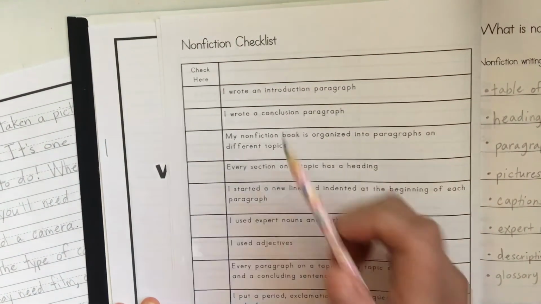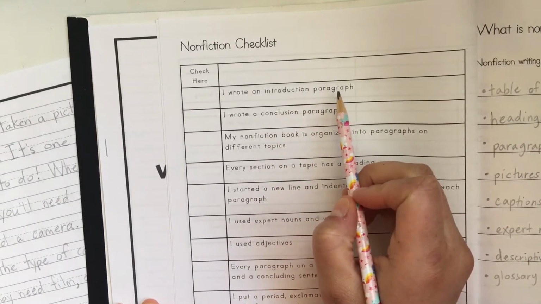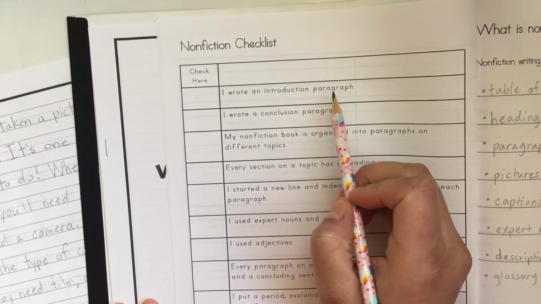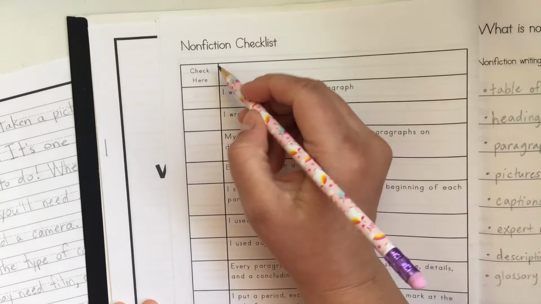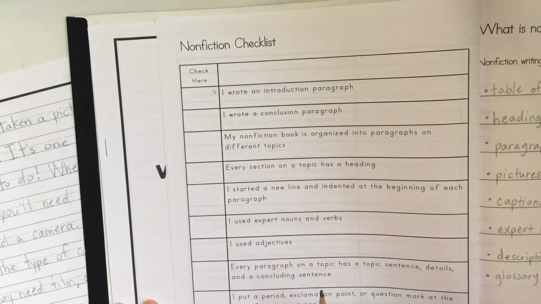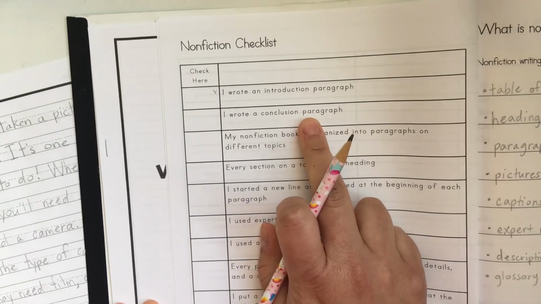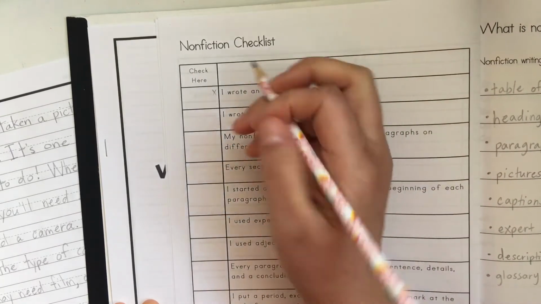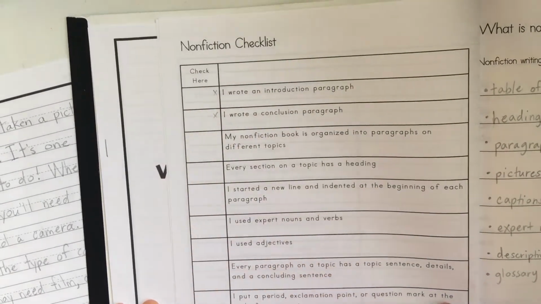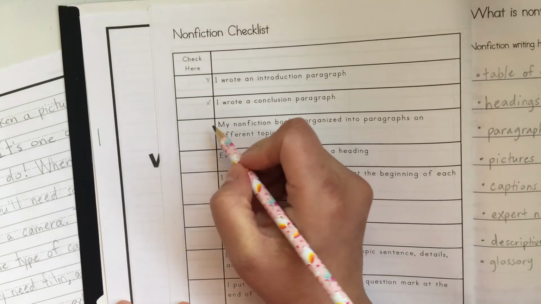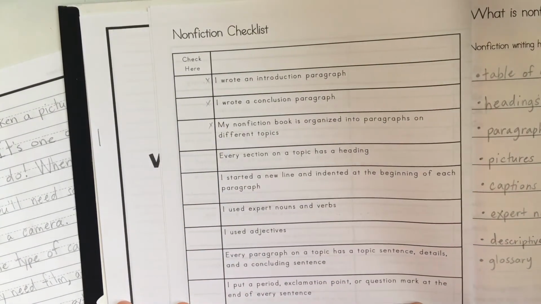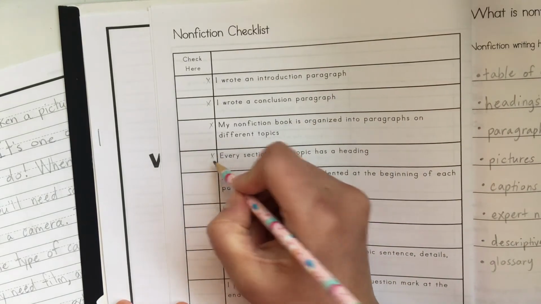Did I write an introduction paragraph? Uh-oh, I did not. I wrote an introduction sentence, but I didn't write an introduction paragraph. I wrote a conclusion paragraph. I did not. I wrote a conclusion sentence, but not a whole paragraph. Wow. My nonfiction book is organized into paragraphs on different topics. Nope. It is all put into one paragraph. Every section on a topic has a heading. I did not do that.